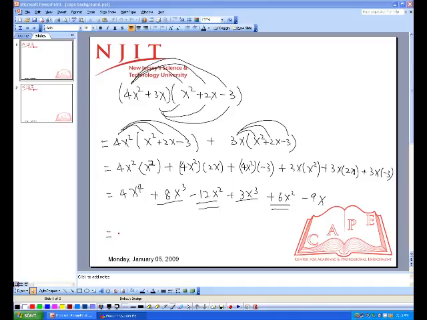So this is equal to 4x to the fourth. And then you add this term and that term. 8x cubed with 3x cubed. So 8 plus 3, you just add the coefficients. 8 plus 3 is 11. So plus 11x cubed. Now you have minus 12x squared plus 6x squared. So negative 12 plus 6 gives you negative 6. So it's negative 6x squared minus 9x. And that is your final solution.